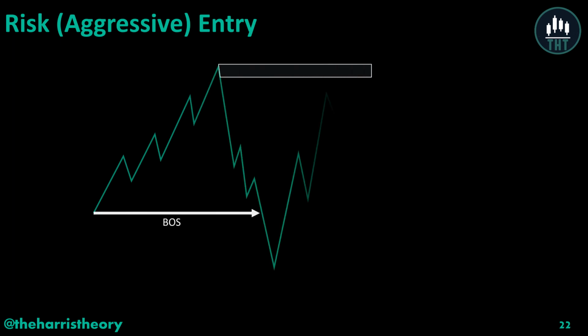Risk aggressive entry. So here we can see a typical example of a risk entry pattern. So the positives with this is that it can be a set and forget style type of trading and the risk reward can be higher. However, there is some negatives.